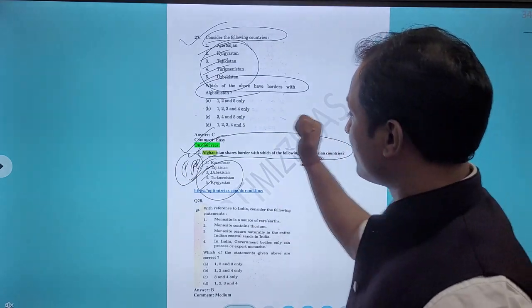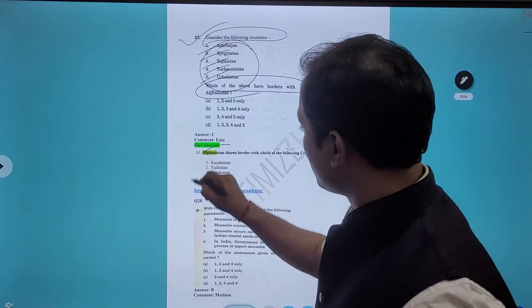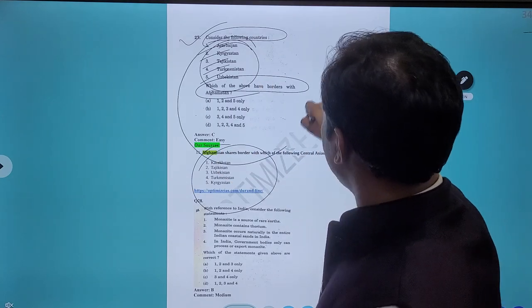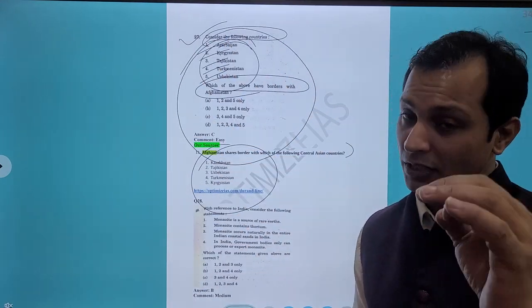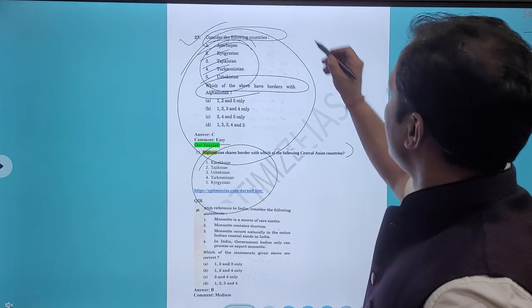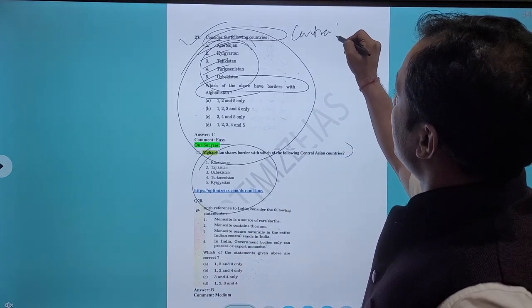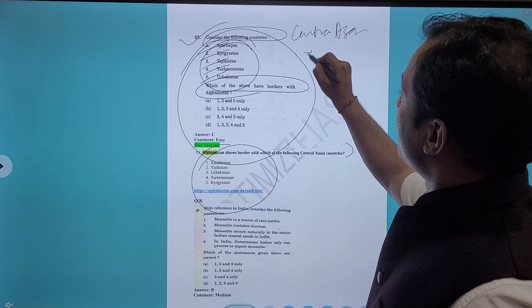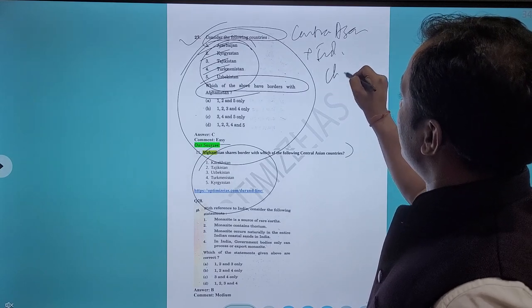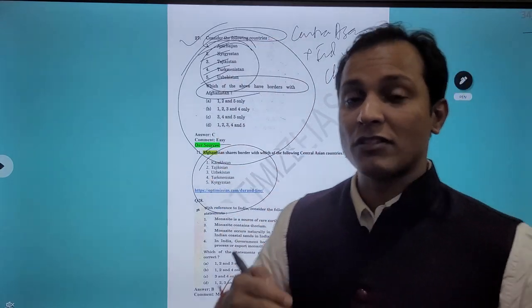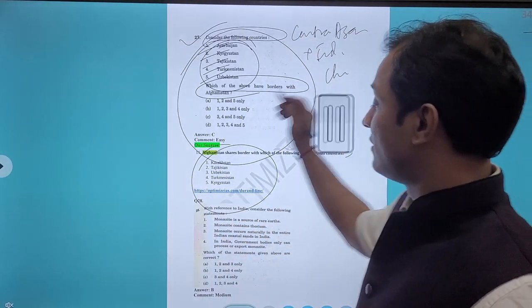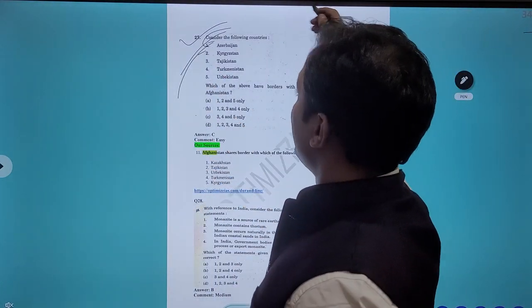You see here how I was able to predict the same question, exactly the same question, because let me now tell you why this question was asked. Because Central Asian countries along with India and China are helping Afghanistan solve the humanitarian crisis, because Afghanistan is facing a humanitarian crisis, guys.